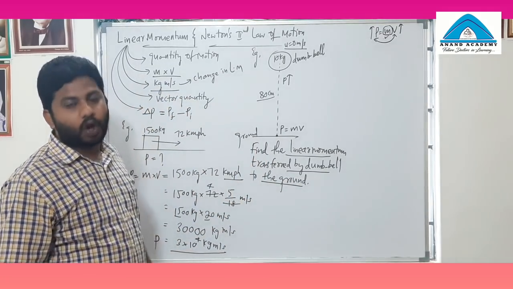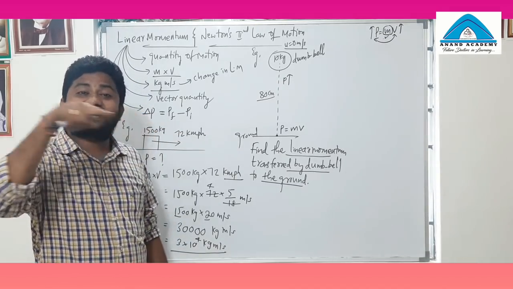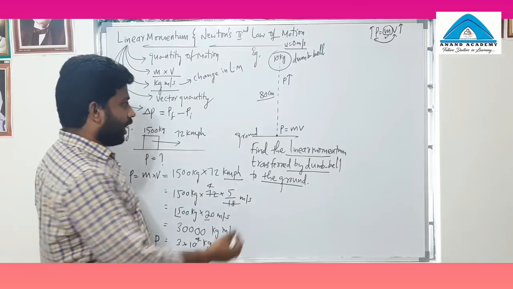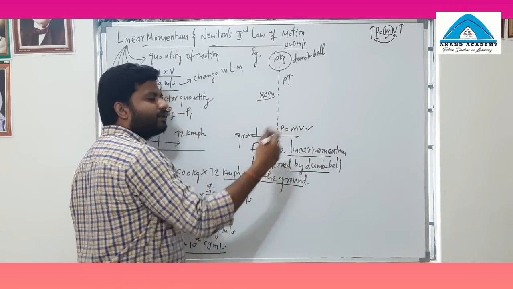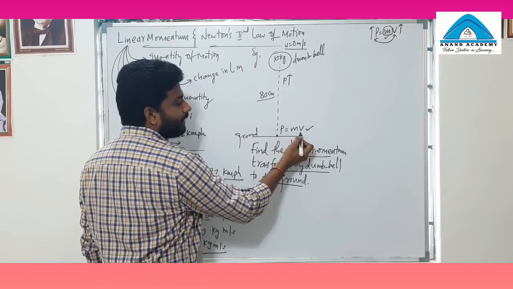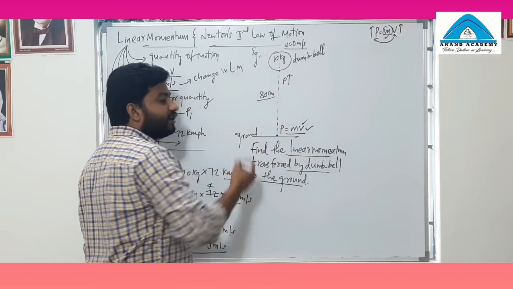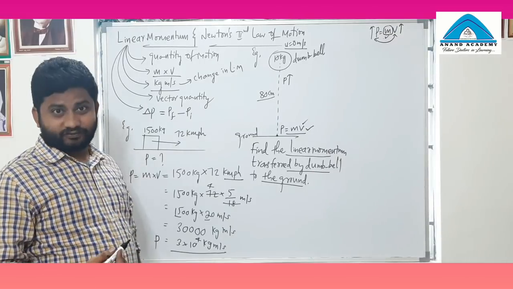So, how much linear momentum will be transferred by the dumbbell to the ground? That's the question. How much it will be having at the point of striking, the same amount will be transferred. That's it. So now at this point, find out the linear momentum. That amount will be transferred to the ground. So how to find the linear momentum at this point? Mass, we have 10 kg, and V. To find V, we can use the equations of motion.